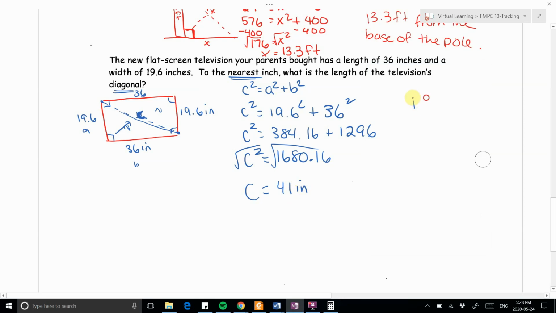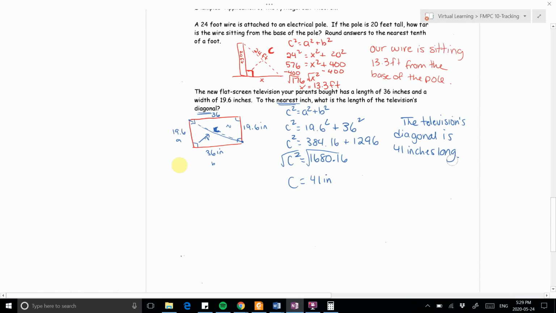So the television's diagonal, so the distance across the middle of the TV, is that how you spell it? Nope. Diagonal is 41 inches long. Alright, so that's what we're going to be playing around with today.